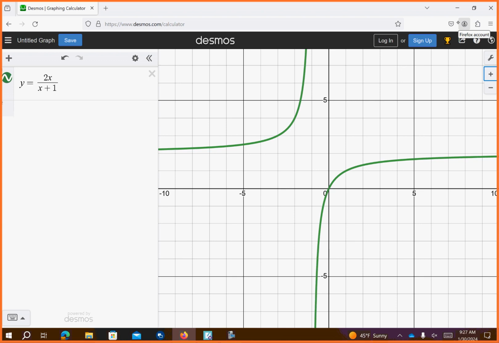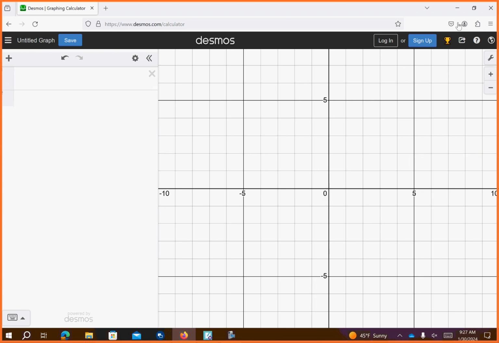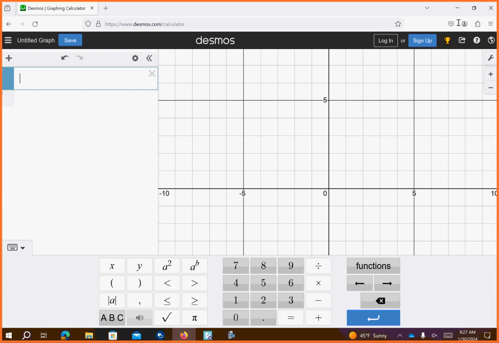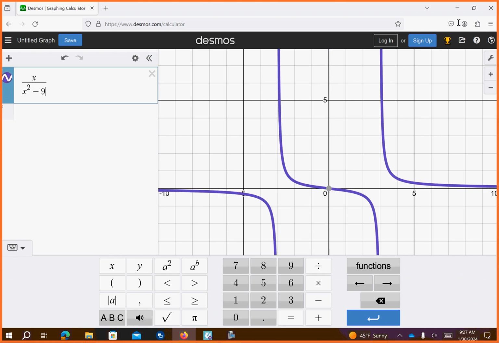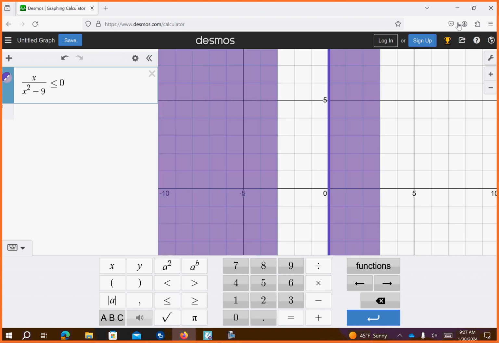Okay, so let's just graph it. We're going to graph it just as exactly as it sits. So I'm going to get x divided by x squared minus 9. And then over here, we want less than or equal to 0.